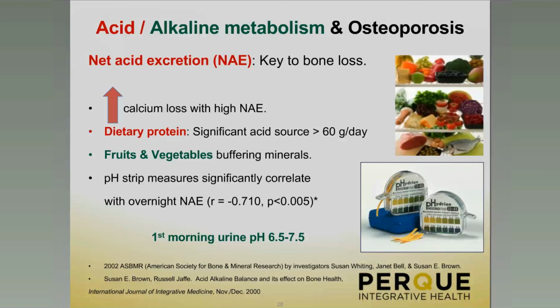We recommend using this pH strip that you see in the lower right to measure, and it significantly correlates with the overnight net acid excretion, NAE. So first morning urine pH between 6.5 and 7.5 is recommended. Susan Brown and I published an article on this about a decade ago in the International Journal of Integrative Medicine, pointing out that epigenetics was very important, and there was lots we could do to maintain and sustain healthy bone activity.